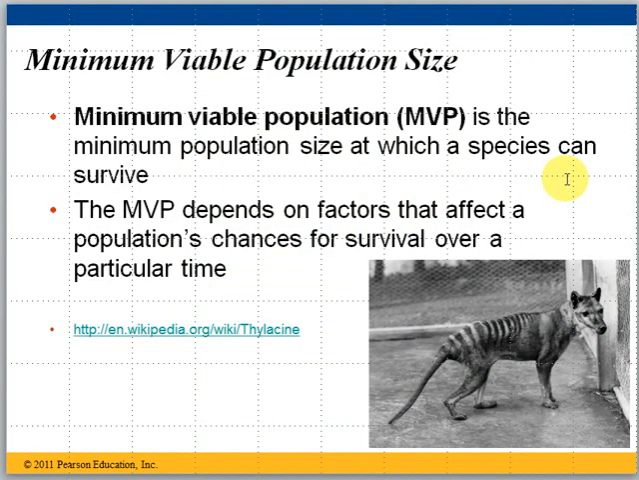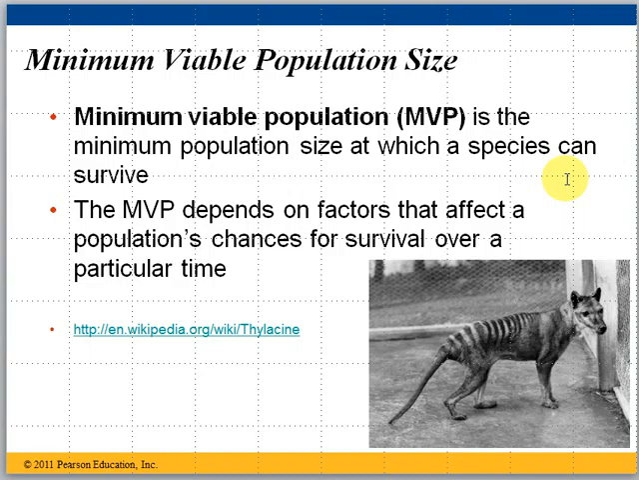When you have a shrinking population and you have this extinction vortex, you finally reach a point called the minimum viable population size. The minimum viable population size is the bare minimum number of creatures of this species that it takes for the species to survive. And that depends on a lot of factors that affect the chance of survival. That depends on the ecosystem available, that depends on genetic variability, things of the like.